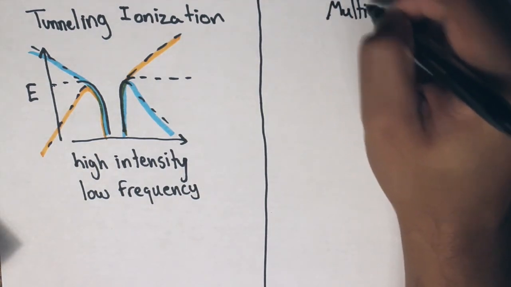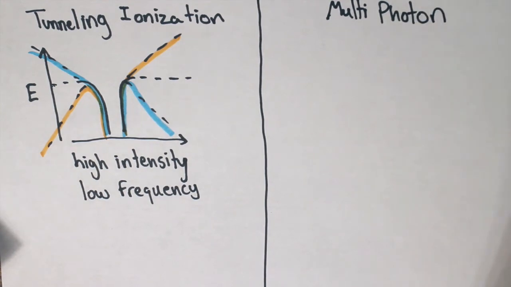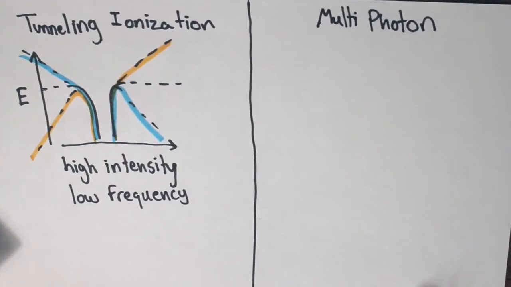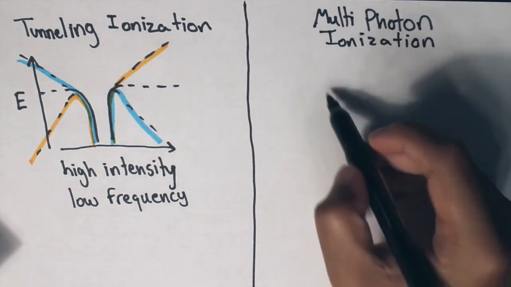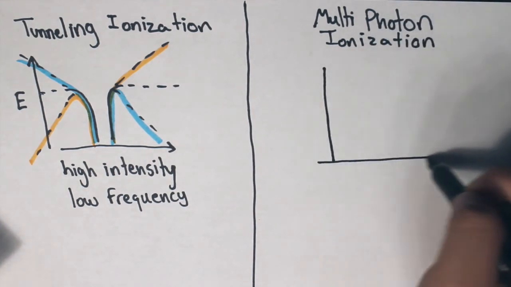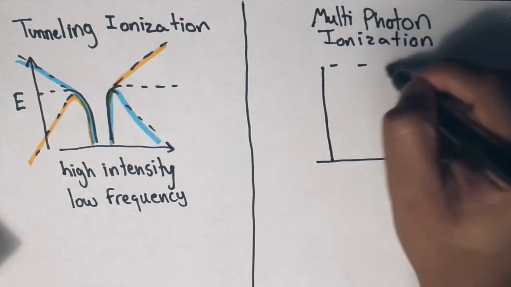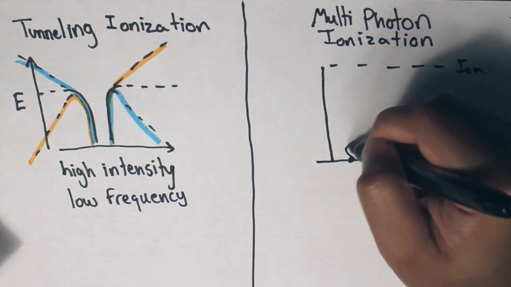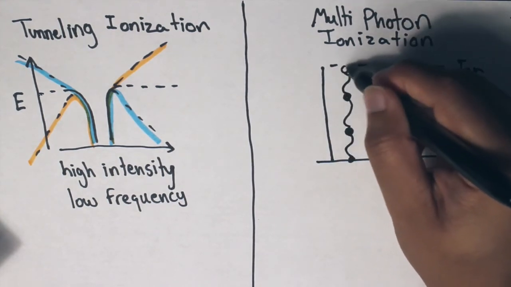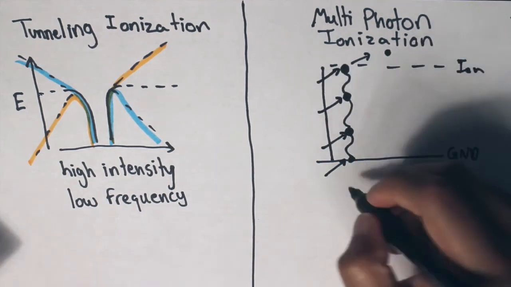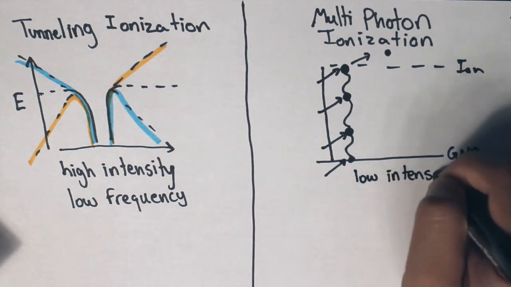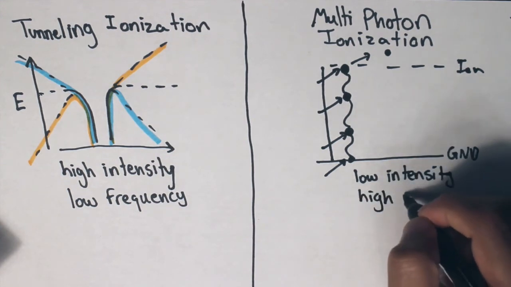The opposite case of this is multiphoton ionization. In multiphoton ionization, the frequency of the field is too fast, and the electron does not have enough time to tunnel through the thick barrier before the field direction and potential are reversed. So the electron is unable to tunnel through, and the only path for ionization is by absorbing multiple photons to escape the potential well.